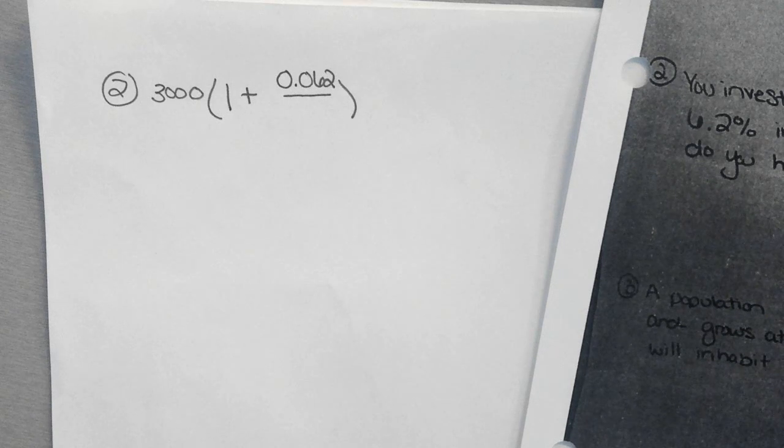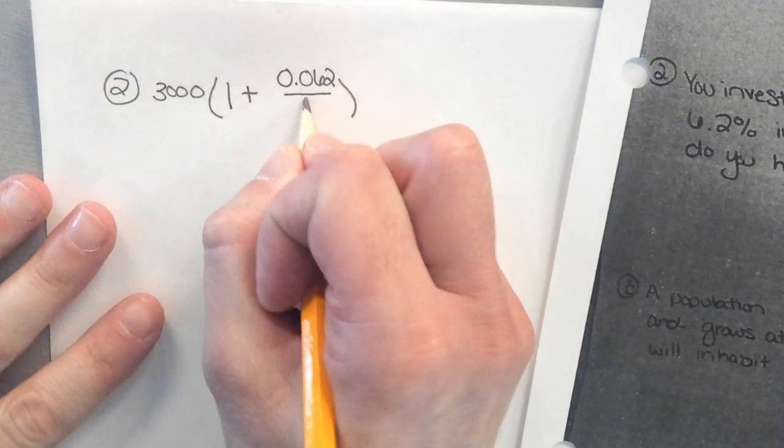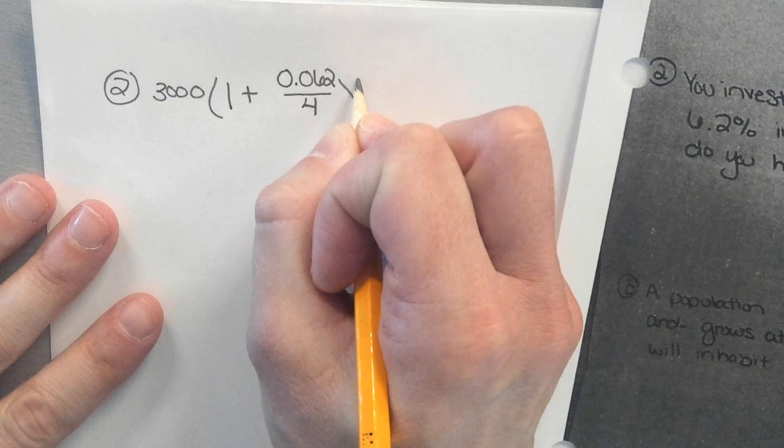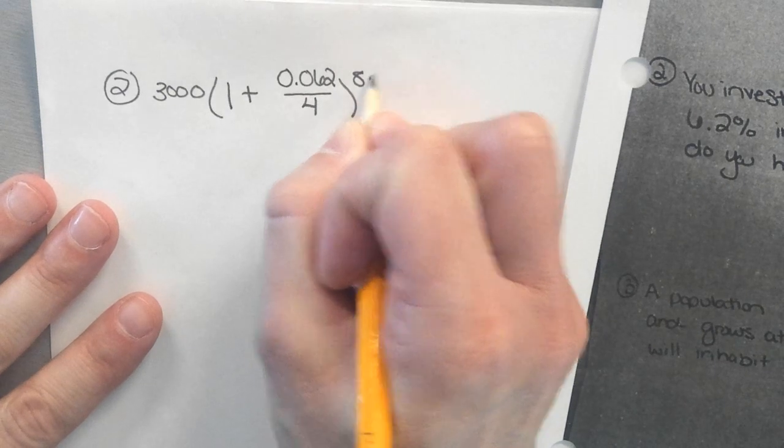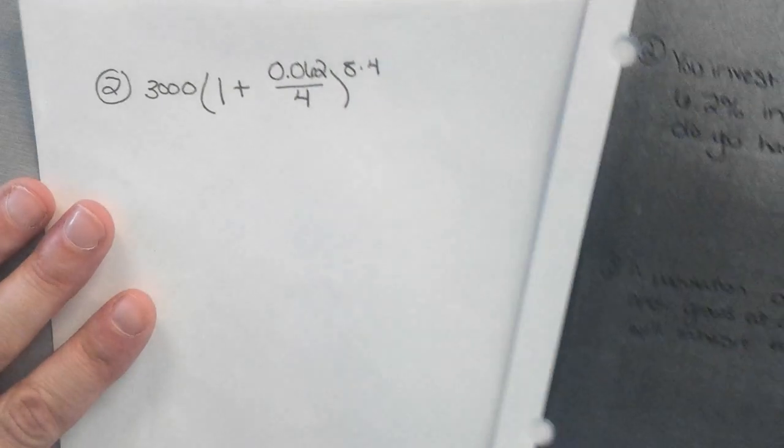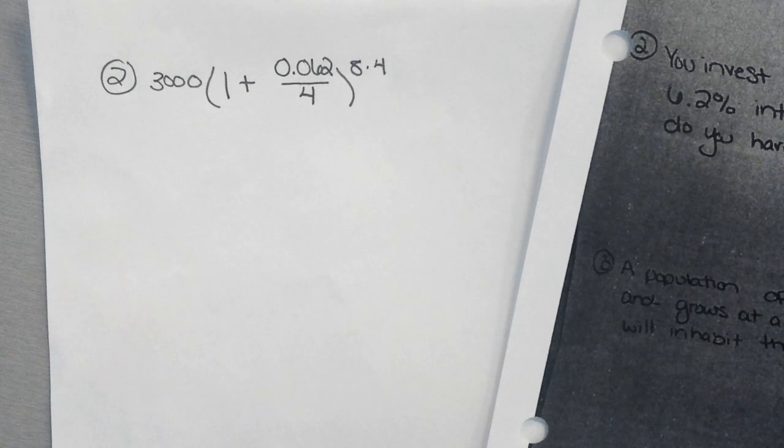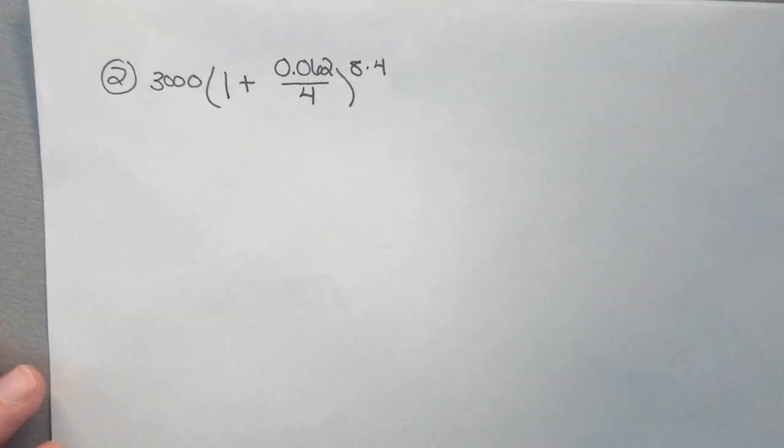Then, in the denominator, we put how many times it's compounded per year, which is 4. Quarterly, 4 quarters, and $1, to the t times n. So t is the amount of time, and then n is the number of times that it's compounded.